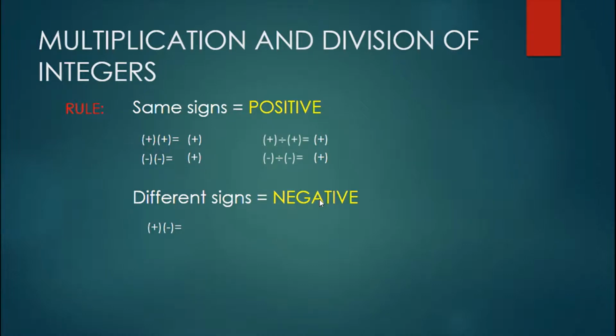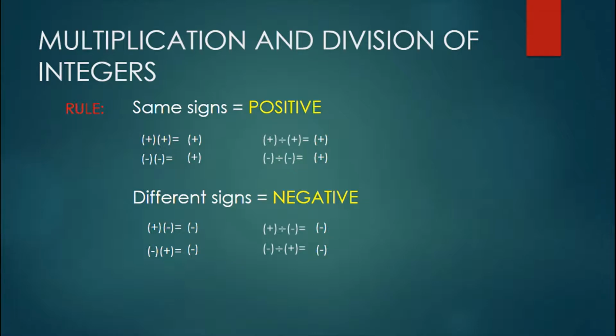Example, positive times negative is negative. Or negative times positive, the answer is still negative. Same as in division. Positive divided by negative, the answer is negative. Or negative divided by positive, the answer is still negative. Okay, by the way, multiplication and division of integers follow the same rules. And what are the rules? Same sign, the answer is positive. Different sign, the answer is negative.